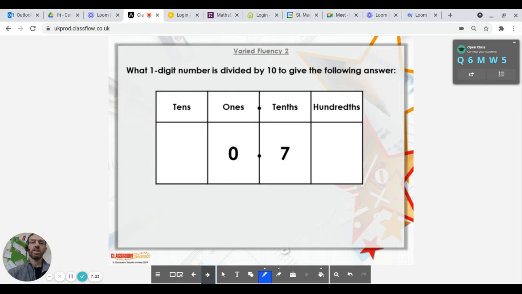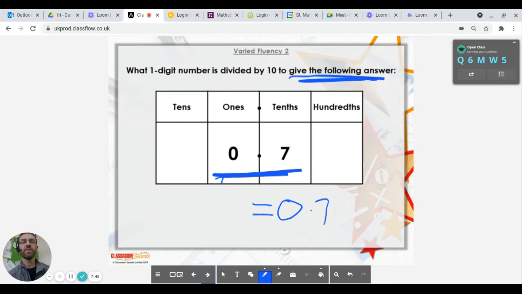What one-digit number is divided by 10 to give the following answer? So this is the answer. You really have to read the question, yeah? And think, what is it asking you to do? There's no point taking this number here and dividing it by 10. It's telling you that this is the answer. So let's put that in our equation. Equals 0.7. There's your answer. It says, what one-digit number is divided by 10? So something is going to be divided by 10. So what I need to say is something divided by 10 equals 0.7.